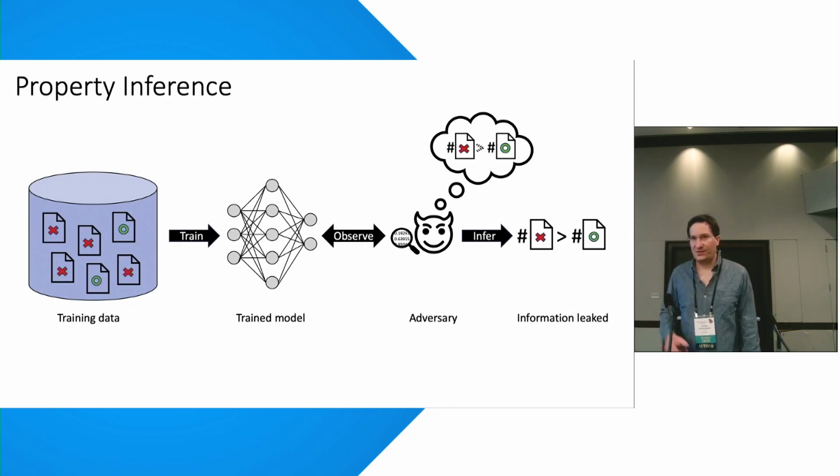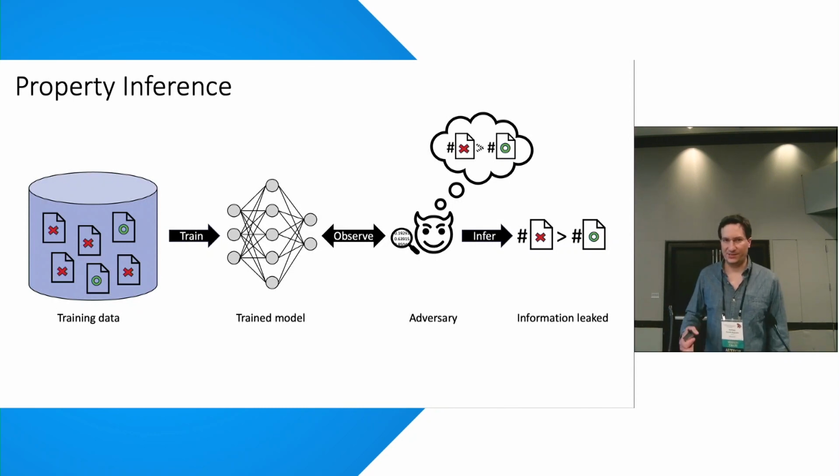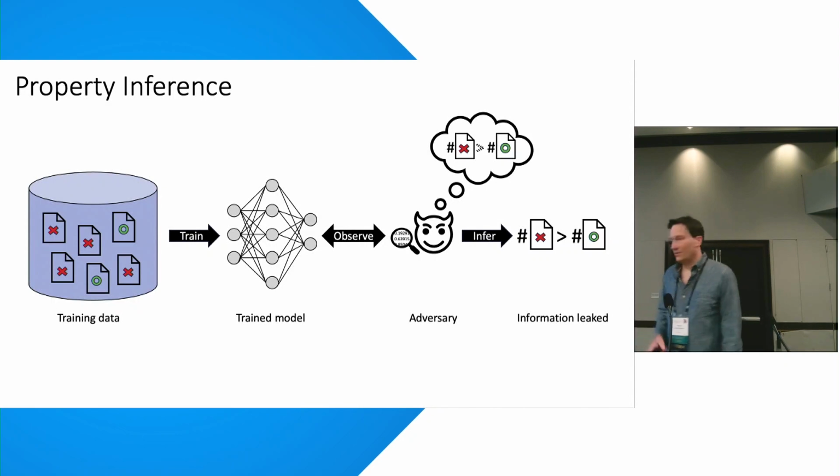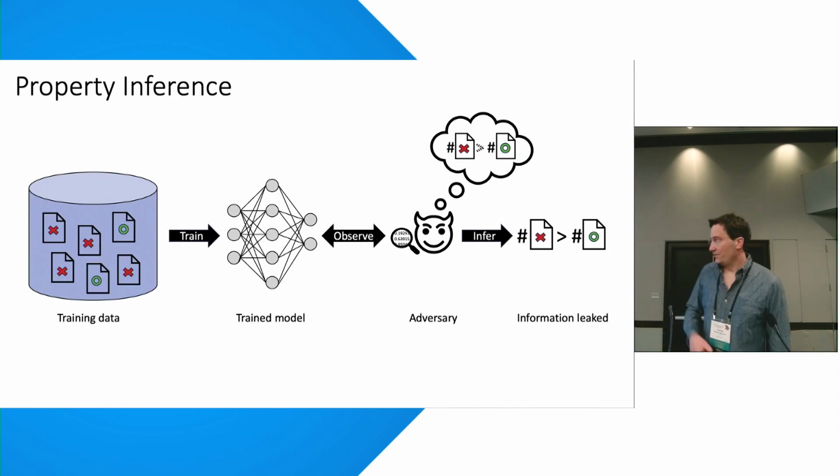Property inference or distribution inference attacks are one example of these kinds of threats. In a property inference attack, the goal of the adversary is not to infer information about the individual records in the training data, but rather to infer aggregate properties about the training data distribution. So in the example on the screen, we have an adversary that is trying to infer whether there are more crosses than nodes in the training data set. A successful attack would be able to distinguish scenarios where this is the case from scenarios where it is not.